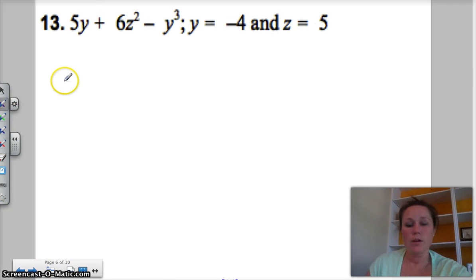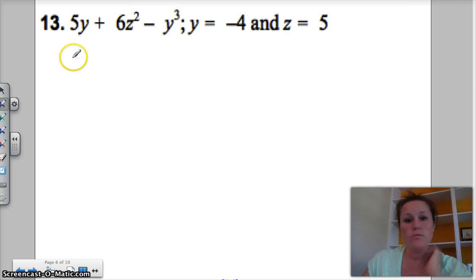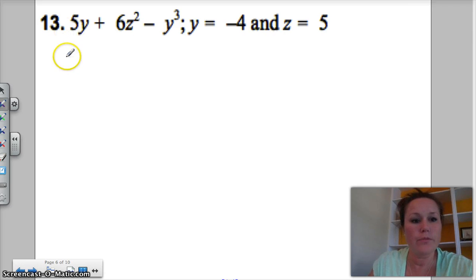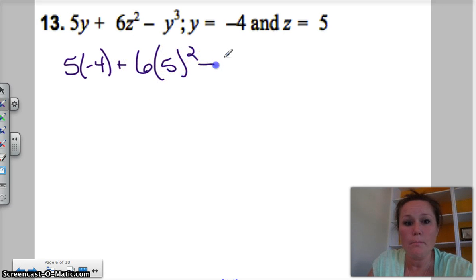All right. Y is negative 4 and Z is positive 5. Let's plug and chug, friends. So 5y is going to be 5 times negative 4 plus 6 times 5 squared minus, and then y is negative 4, so we're going to have negative 4 to the third power.